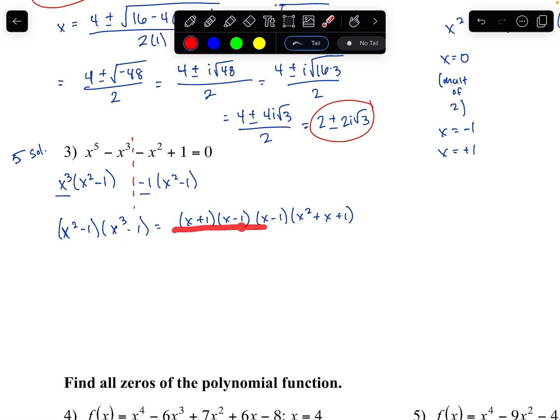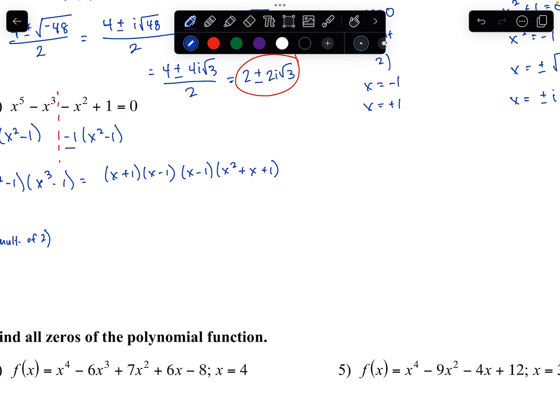So I can identify three solutions here. So x equals -1 and x is going to be equal to +1. This is by a multiplicity of 2 again, so I have two factors that are x minus 1, so that's going to occur twice. And now here, not factorable, so I have to use the quadratic formula.